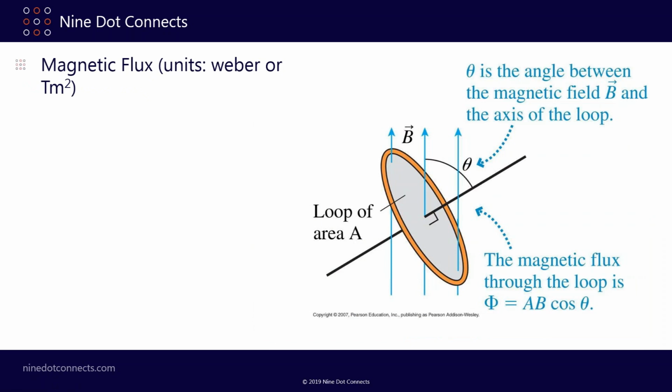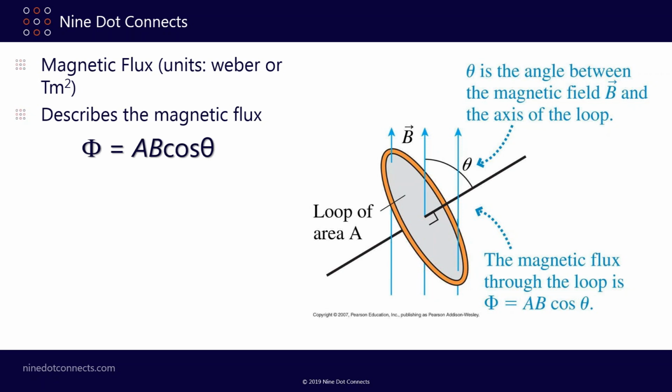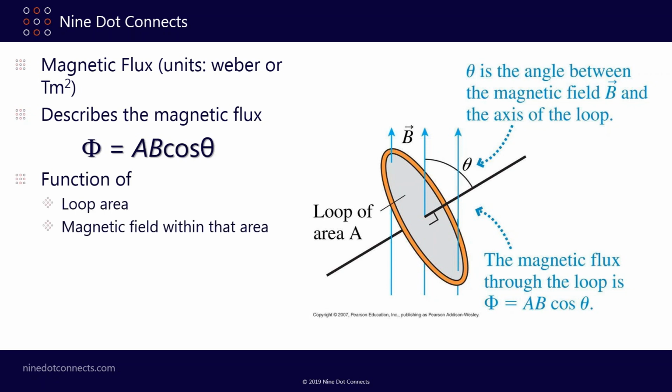So now, how do these loop areas work? We're going to talk about a term called magnetic flux. Magnetic flux is described by this equation: phi equals AB cosine of theta. On the right-hand side, the B field is the magnetic field created by something that's carrying current. And we're trying to understand how this flux relates to the loop area. In the equation, we're concerned with the size of the loop area, the strength of the magnetic field within that area, and the angle between that loop area and the B field.